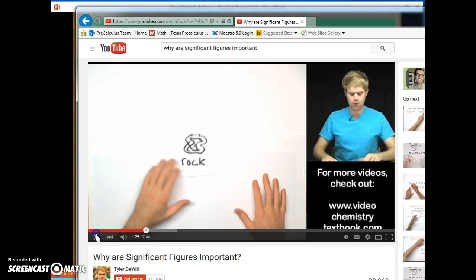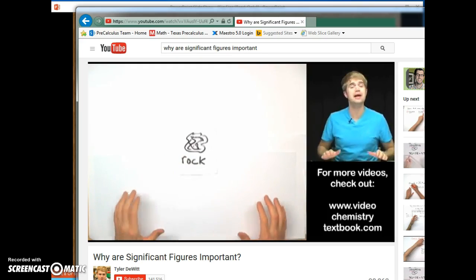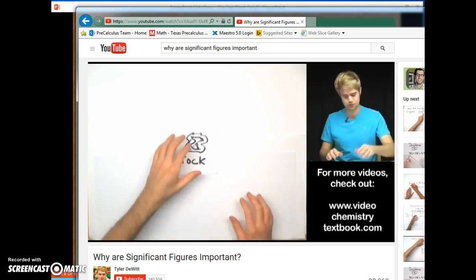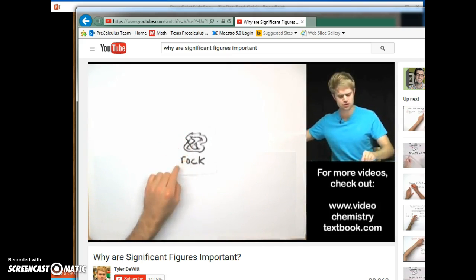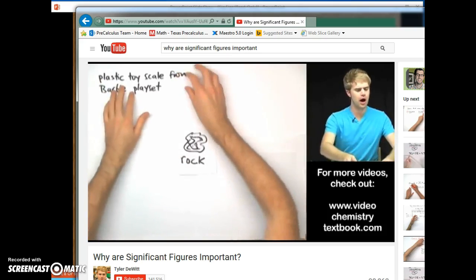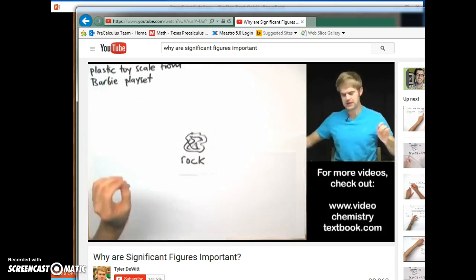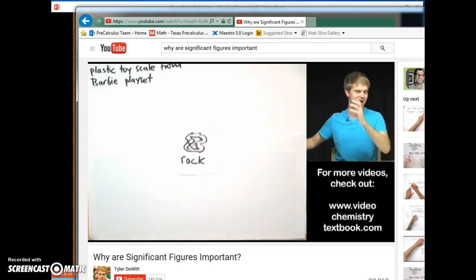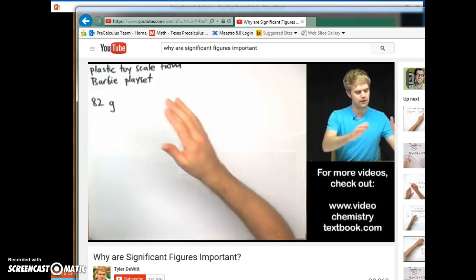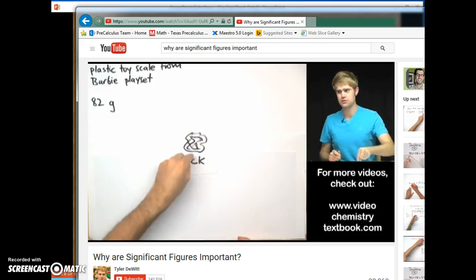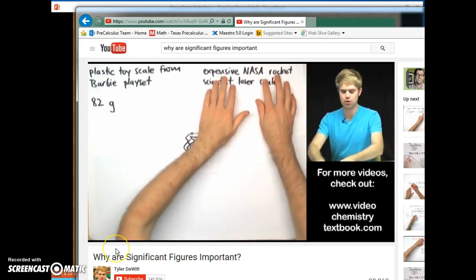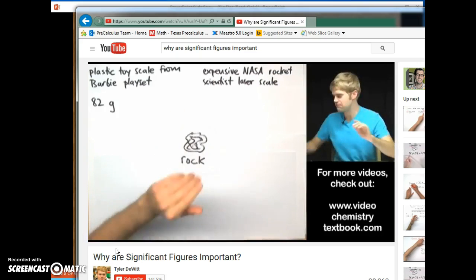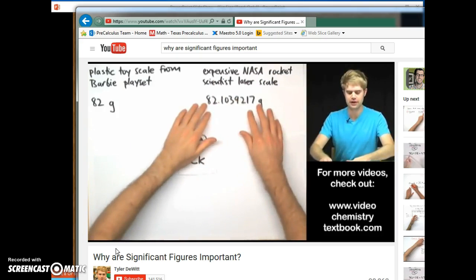Okay, so watch this. To find out what its mass is, I can weigh it in a way that's going to give me a precise answer, or in a way that's going to give me a not so precise answer. Here's what I mean. I could take this rock, and I could put it on a plastic toy scale from my little sister's Barbie scientist playset. Okay? I do that, and I get the answer of 82 grams. That's the mass of the rock as determined. Take the rock and put it on an expensive NASA rocket scientist laser scale. Costs $10 million, but the laser scale gives me this answer.